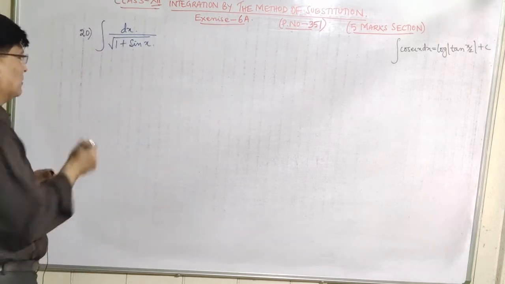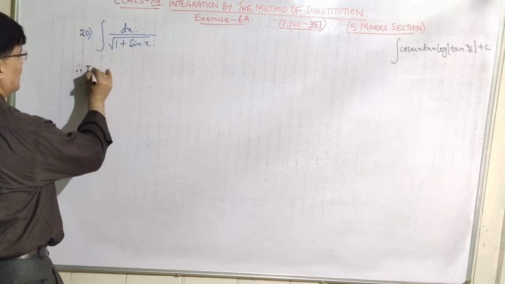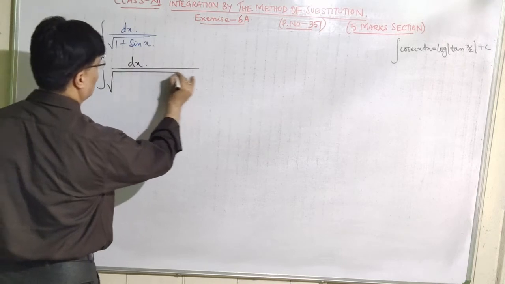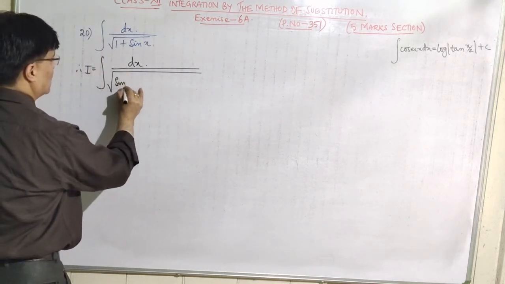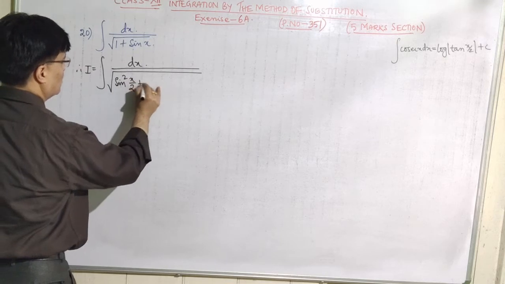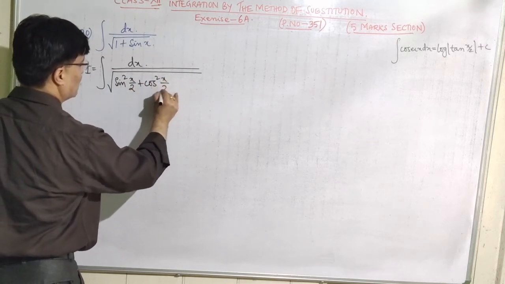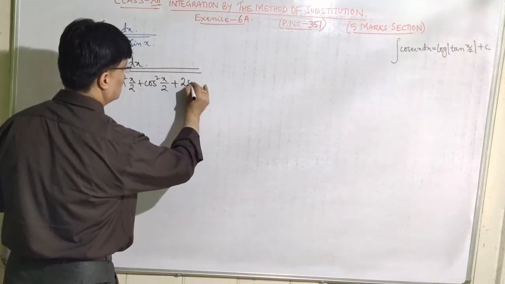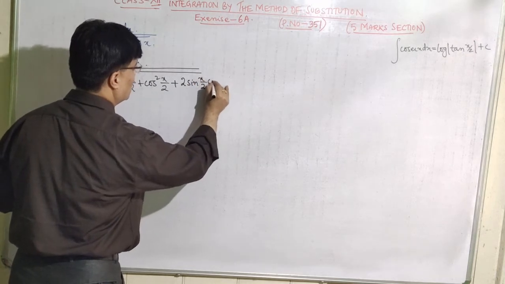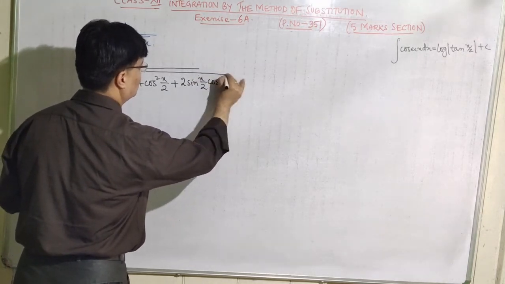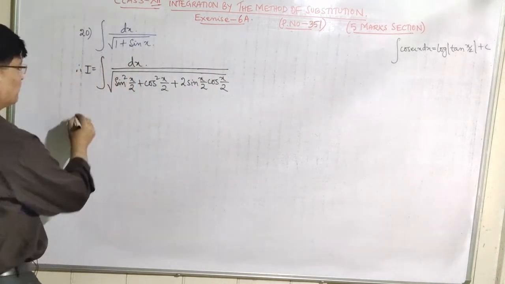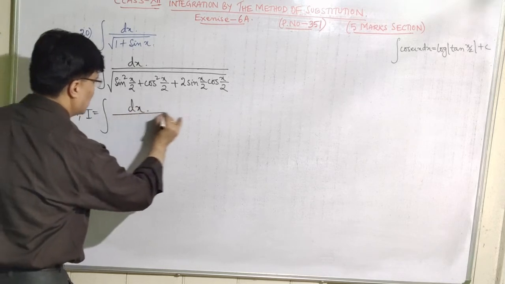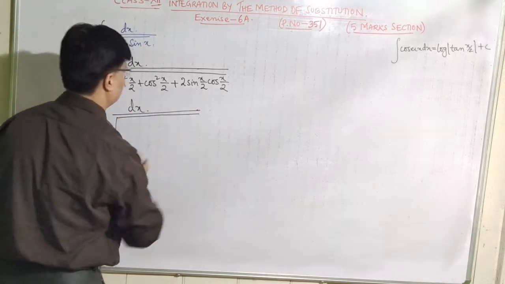From submultiple angle. So let us write here first, I is equal to integration of dx divided by within square root. For 1, you can write sine square x by 2 plus cos square x by 2 plus, what is the formula for sine x? It is 2 sine x by 2 cos x by 2. Is that clear?